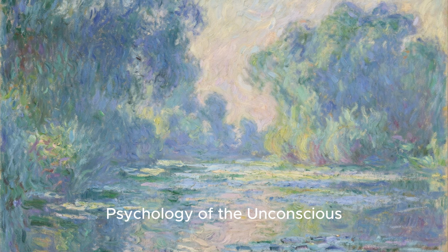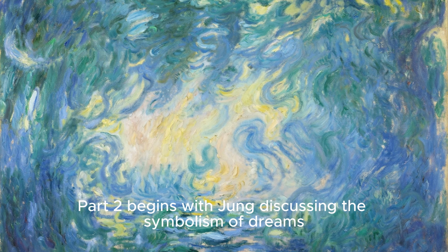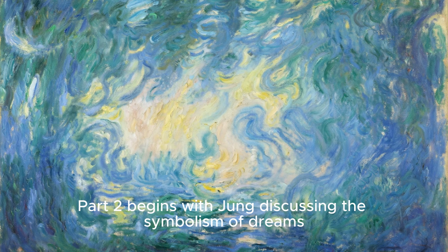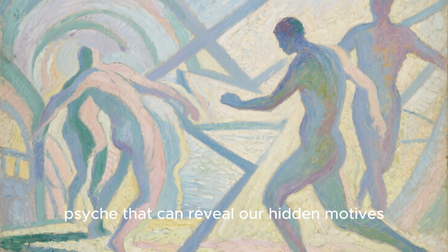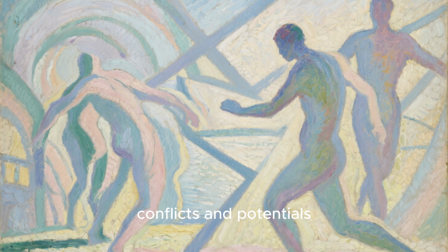Part 2. Psychology of the Unconscious. Part 2 begins with Jung discussing the symbolism of dreams, which he views as a manifestation of the unconscious psyche that can reveal our hidden motives, conflicts, and potentials.